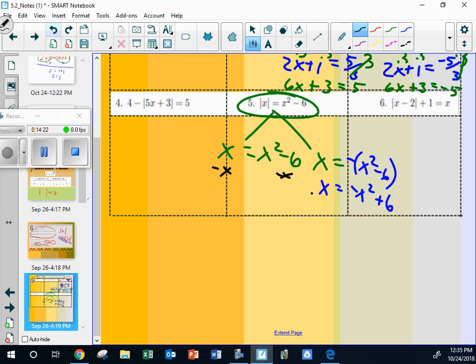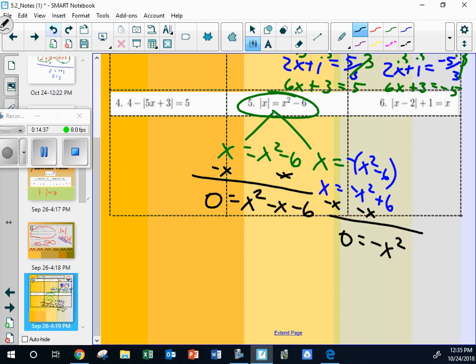Setting it equal to 0 means get one side to be 0. 0 equals x squared minus x minus 6. That factors. This one: 0 equals negative x squared minus x plus 6. That factors too, but I want to give you a hint. Please factor out the negative 1.